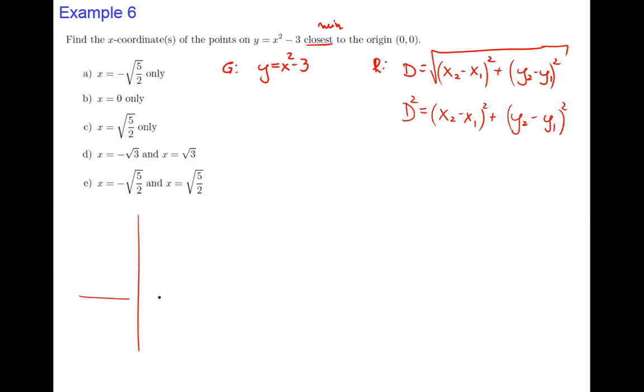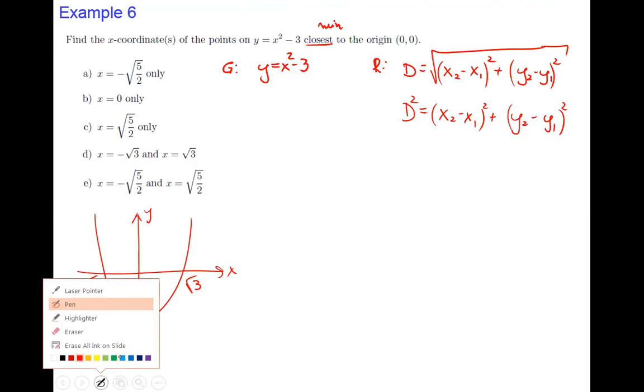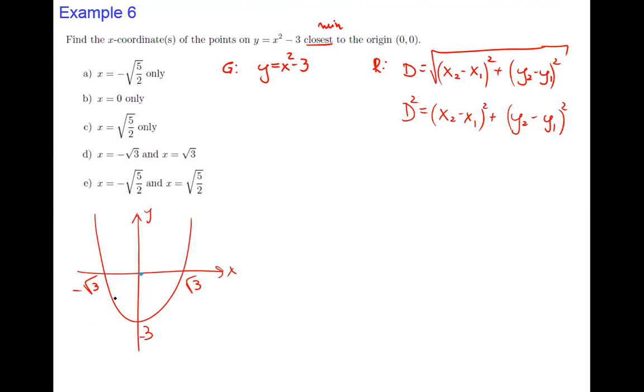Shall I draw this situation? Let's see. x squared minus 3. That means this is the parabola x squared shifted 3 units down. This will be, I believe, square root of 3. And we're looking for, do you see something? We will probably have two points because it's symmetric. That's the origin, 0, 0, and it should be symmetric, but we can see that the closest distance is somewhere here, but we will get two points.